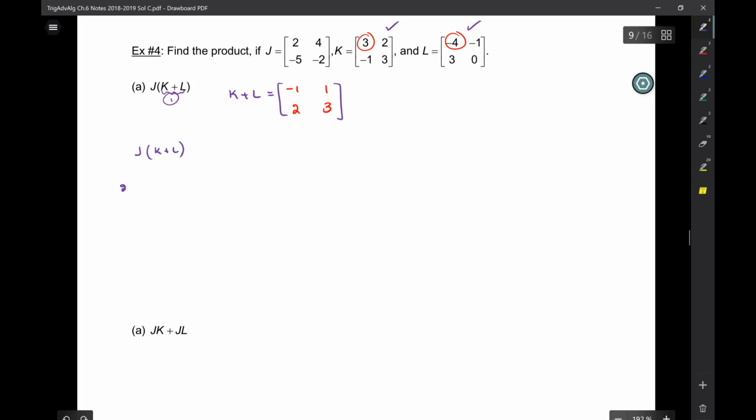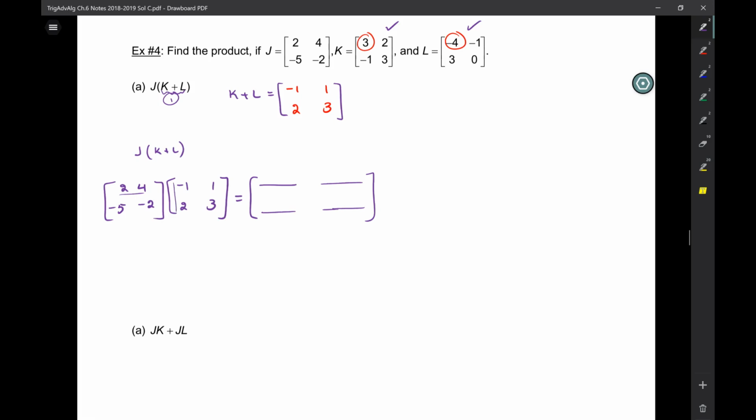So now J times K plus L. J is going to be 2, 4, negative 5, negative 2, times K plus L. Okay? What are the dimensions of the first one? 2 by 2 and 2 by 2. So you can obviously multiply, and then you're going to get a 2 by 2. Should we do it? Yes, let's do it. So row 1, column 1. All right, I'm going to race you to it.